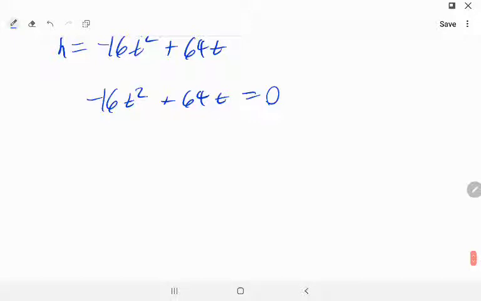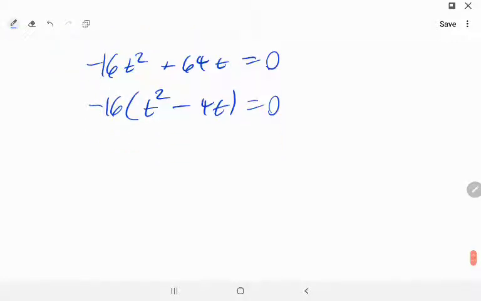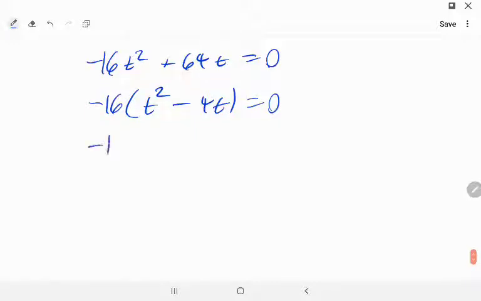So we notice we're solving this equation. We can factor out negative 16. It leaves behind t squared minus 4t equals 0. So we have to be careful that when we factor out the negative 16, we factor it from the negative 16t squared and from the 64t, which leaves behind a negative 4t. We notice we could also pull out a t. This is one of those cases where we can do the factorization in 2 steps.